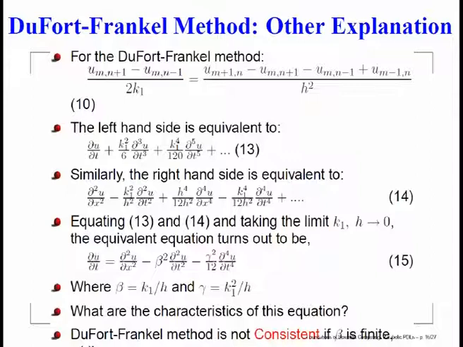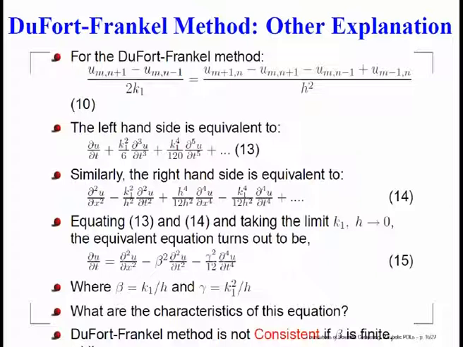Now, what happens? You look at the limit that k1 is small, h is small. So, what should you expect? You should get back to your continuum equation. However, if in the process k1 by h remains a finite value, not 0, then what happens? This term remains, right? This beta square term will not go away, despite the fact that individually k1 is vanishing and h is vanishing, but their ratio is finite. So, what happens? That is your wave equation.